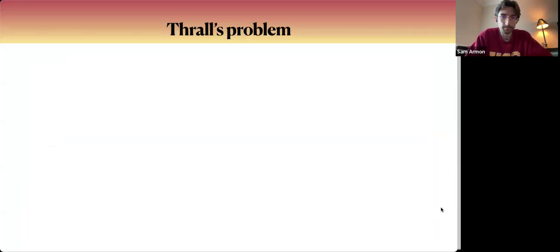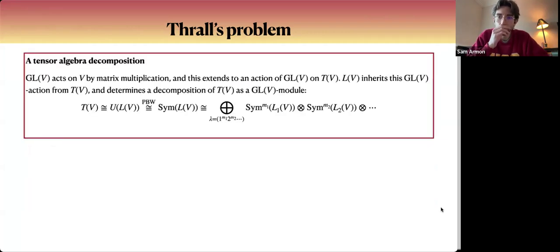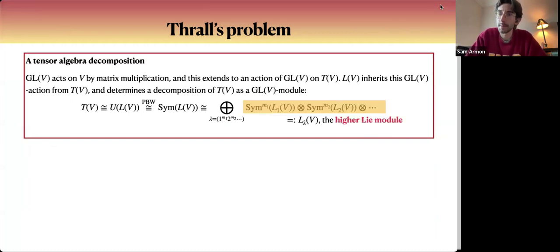Okay, and now with the definition of the free Lie algebra in hand, we can move to Thrall's problem. This slide is very notation heavy. I wanted to include it for completeness and for anyone that would be interested, but this won't be super important to what we're talking about going forward. I'll just maybe put up the upshot.